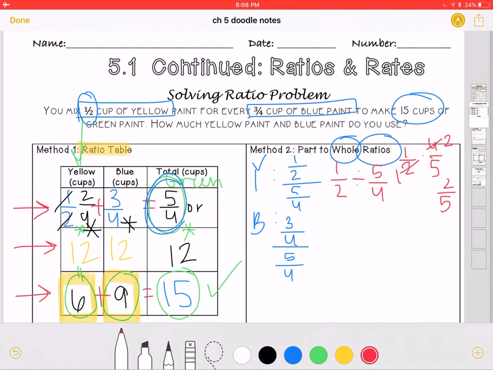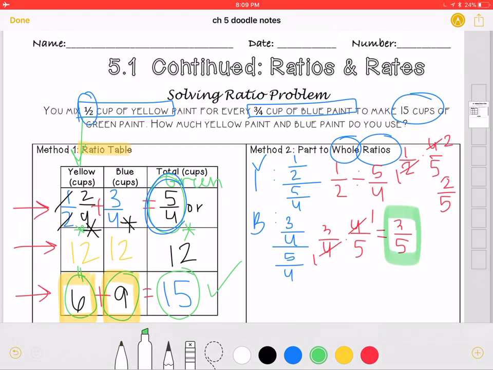So I know that it's going to be 2/5 yellow, but I'm not done. I'll do the same thing down here. So keep, change, and I'll end up flipping it. And it should be 3/5 blue. So for every 3 parts blue, it's 2 parts yellow if the total is 5. So these are important ratios, but those aren't our answers. They're going to help us get to our final answer.